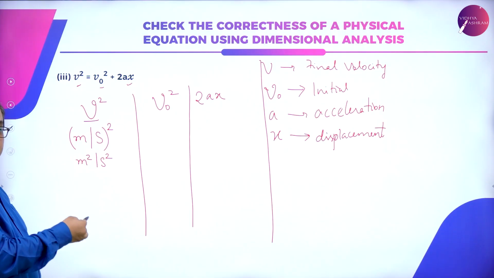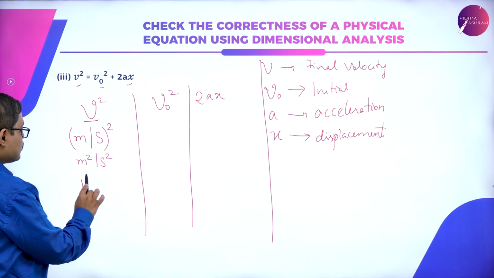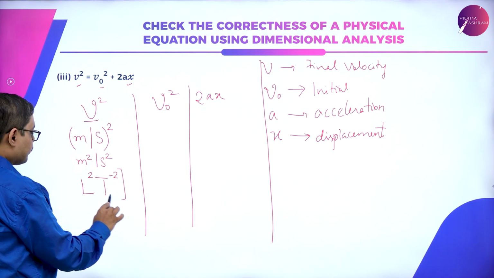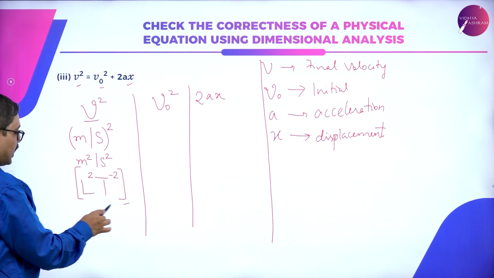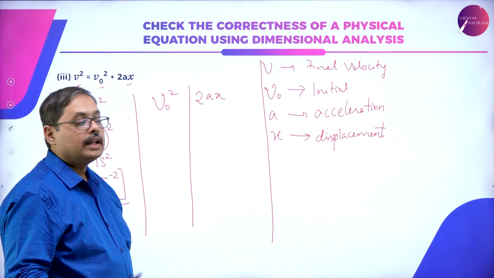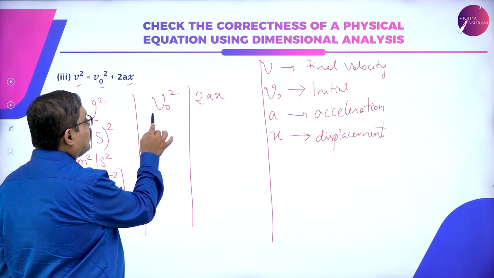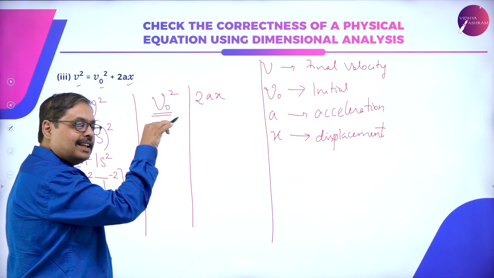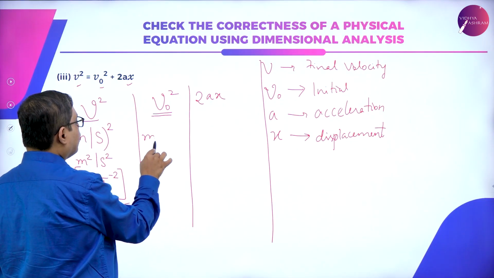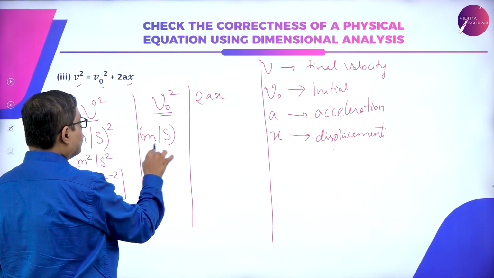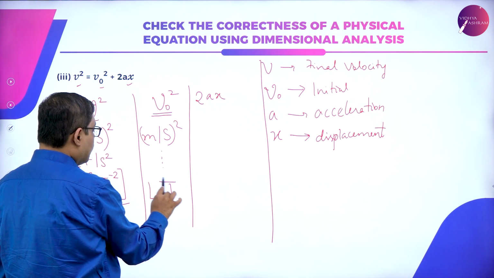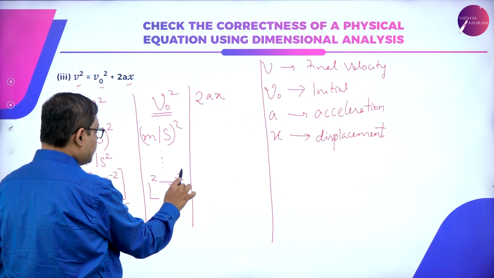If I write the dimensions of this, 2 dimensions of length and minus 2 dimensions of t. So the LHS has a dimension of 2 in length and minus 2 in time. Let us now check the other terminologies. V naught square is nothing but the initial velocity. So even for initial velocity, you have meter per second as the unit, whole square. Same process follows. The dimension is L square t to the power minus 2.